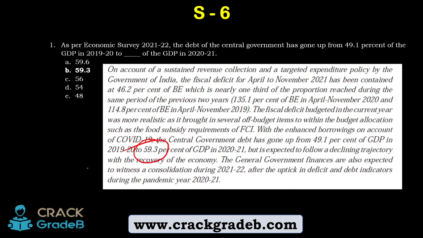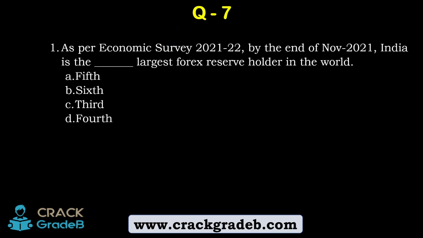Now it's 59.3%. With the enhanced borrowing on account of COVID-19, the central government debt has gone up from 49.1% in 2019-20 to 59.3% of GDP in 2020-21, but is expected to follow a declining trajectory with the recovery of the economy. The government finances are also expected to witness consolidation during 21-22 after the uptick in debt, deficit and debt indicators during the pandemic 2020-21. Right? With this, let's move to the next question, question number 7.